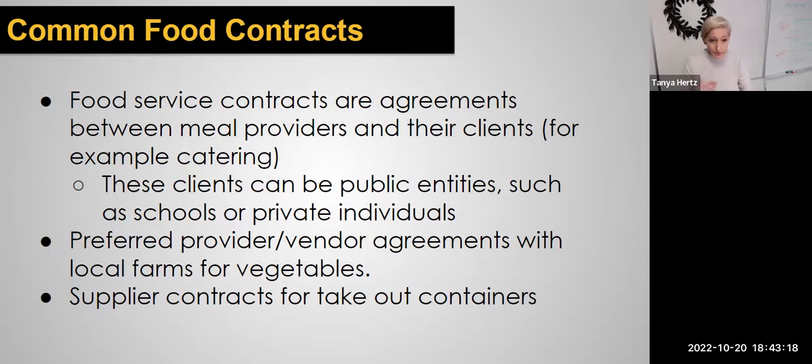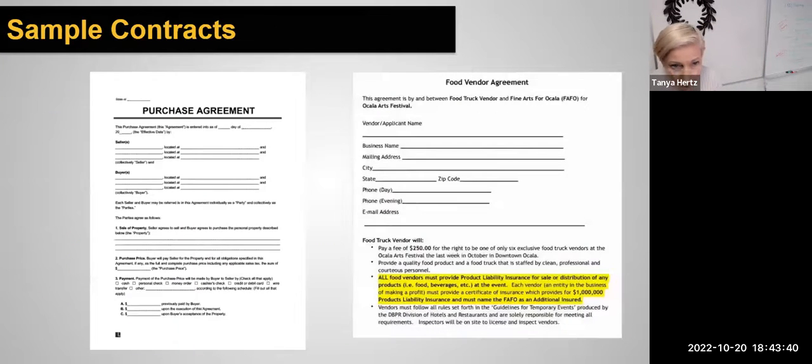We often call these vendor agreements, preferred provider, preferred vendor agreements. You might have them with the local farms or farmers from which you're buying. It could be any of the providers that you're working with or suppliers that you're working with, all the way down the supply chain. Maybe even the takeout containers. You might have a supplier agreement with the people who are making your takeout containers. So a lot of different contracts that you'll be using. Here's an example of a purchase agreement, a food vendor agreement, very simple. These types of agreements should be in writing. Anytime you are talking about money in excess of $100, it should be in writing.